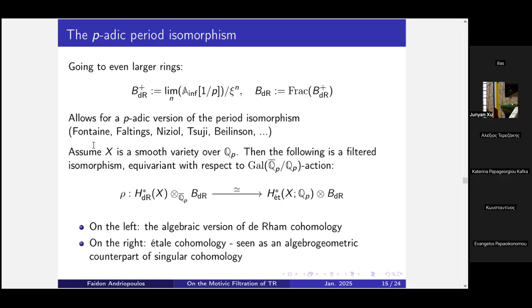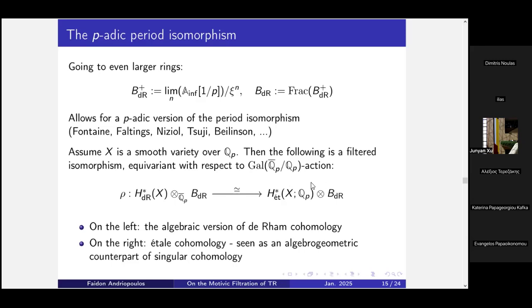So what does the period isomorphism look like in this setup? We can assume that X is a smooth variety over Q_p. Then we have an isomorphism where, instead of analytic de Rham theorem and singular cohomology, we have cohomology theories in the realm of algebraic geometry. On the left, we have an algebraic version of de Rham cohomology. Originally, de Rham cohomology is something analytic in style, but one can define a completely algebraic version of de Rham cohomology by having a formal version of differentials on the level of modules.